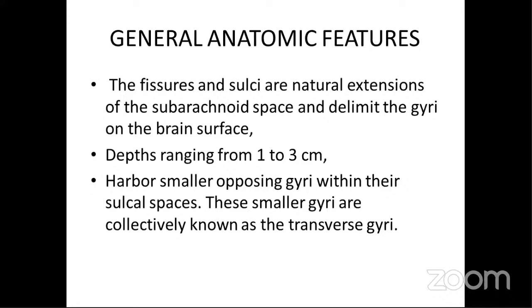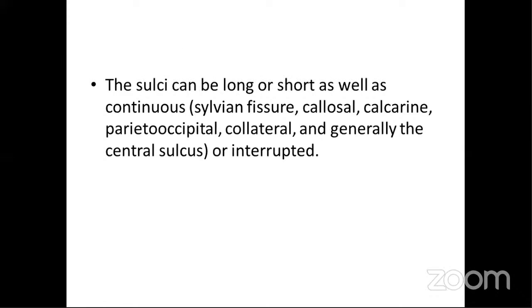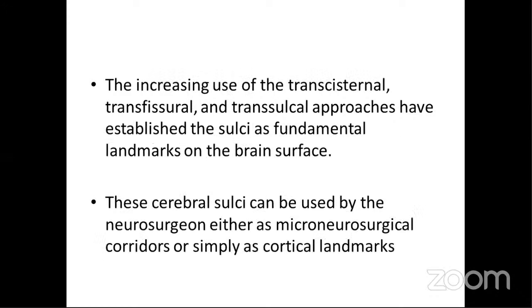As we all know, the fissure and the sulci, these are the natural extension of the subarachnoid space, and they delimit the gyri on the brain surface. So these basic anatomical features provide you the corridor to approach any lesion within a brain. The depth of these sulci may range from 1 to 3 centimeters. And in between two gyri, there is a sulcus, and within the sulcus, there is a transverse opposing gyri. As we all know, it can be short, long, continuous, or interrupted.